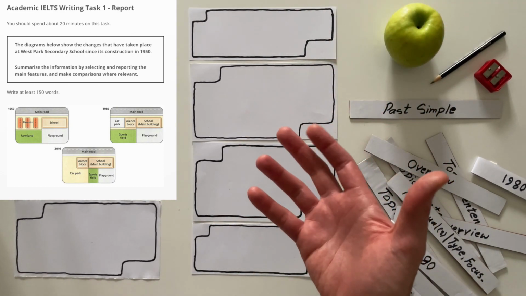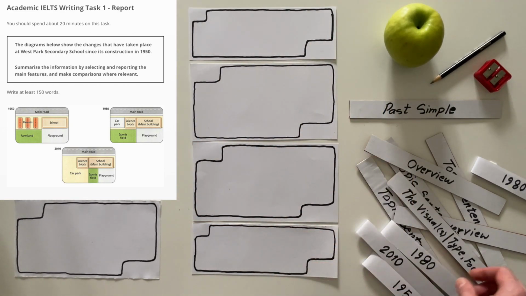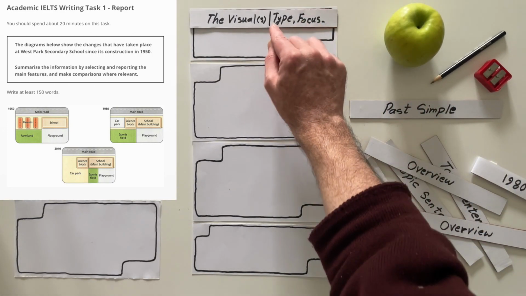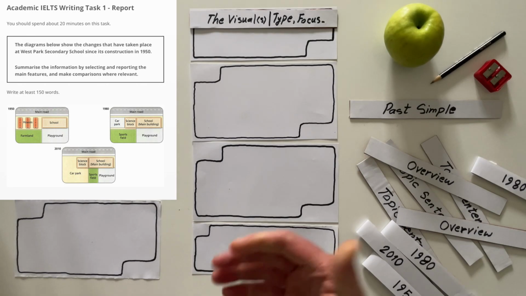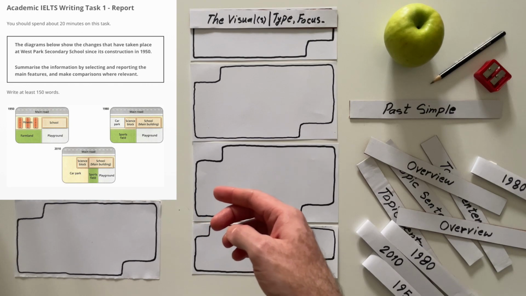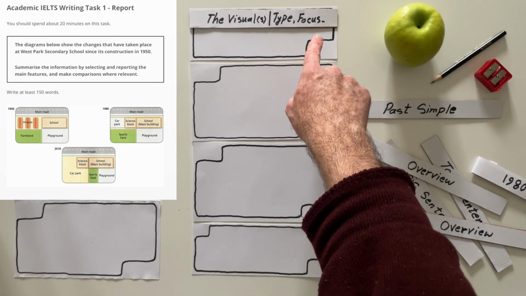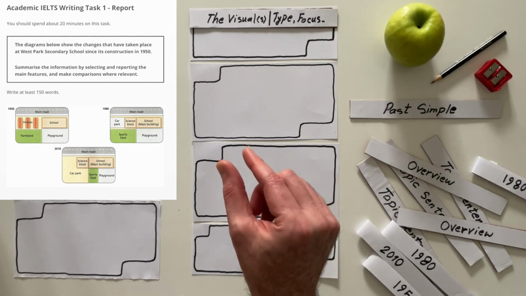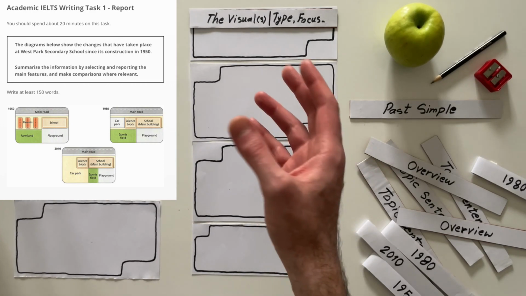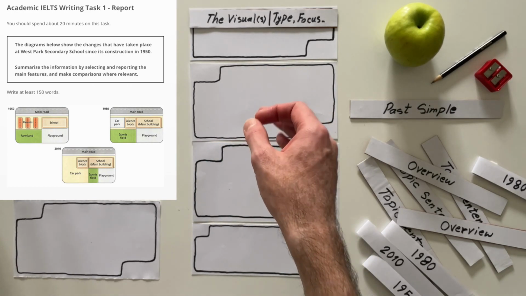There are multiple ways you can approach, but in the introduction, you can always start by talking about the visual. So it's a map, and there are three. So the three maps here, you need to say what type they are. They're maps. What do they focus on? They focus on a certain city called West Park, and the events that took place around its secondary school.